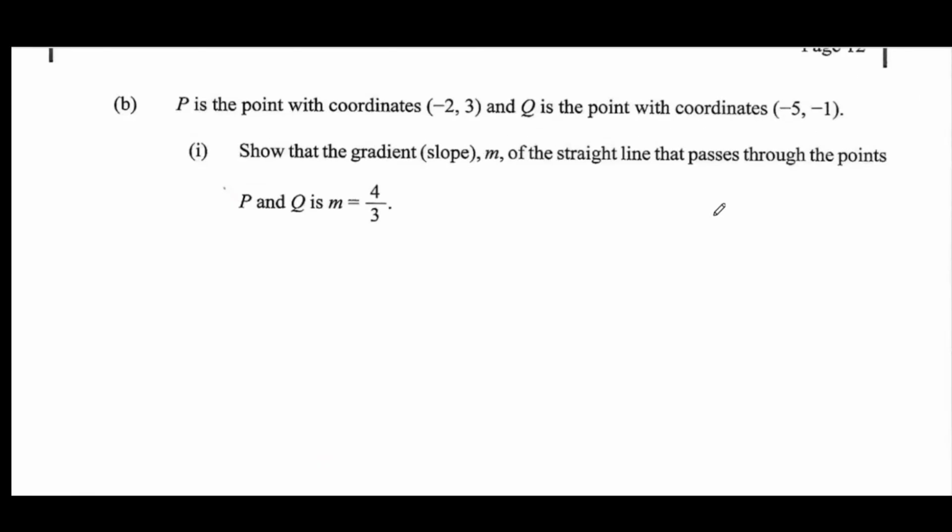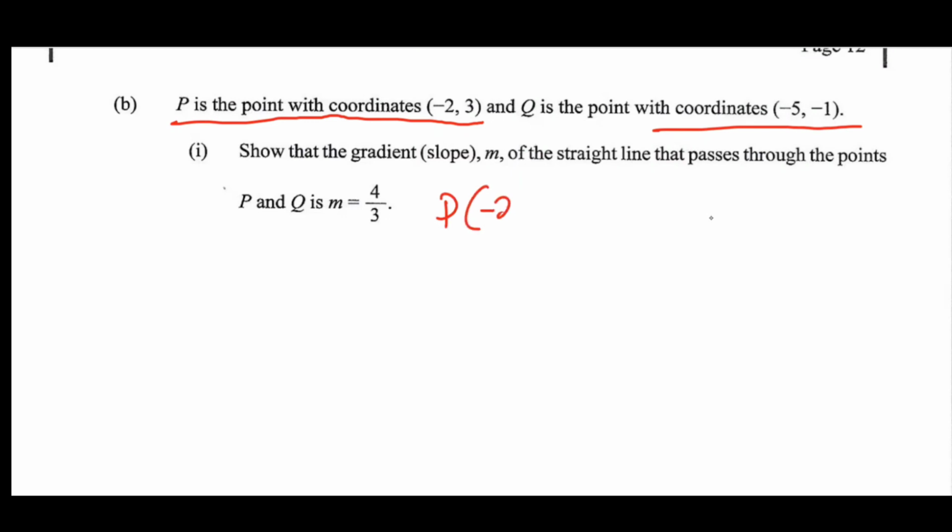it says P is a point with coordinates -2, 3, and Q is a point with coordinates -5, -1. All right, so we're talking about having a P and a Q right there. So the question simply said, show that the gradient, which is the slope, M, of the straight line that passes through the points P and Q is 4/3. We can simply take out our points.